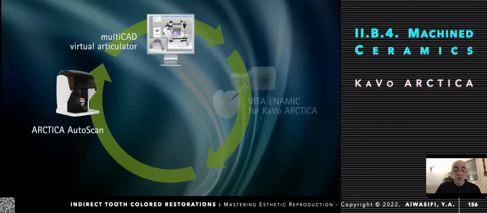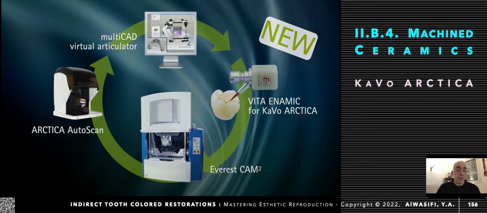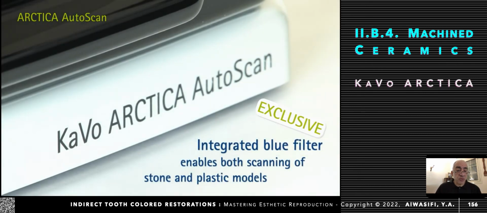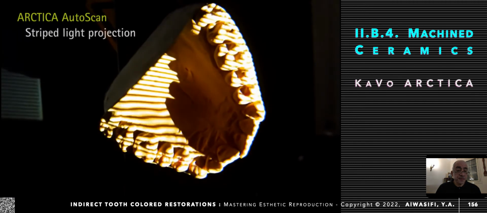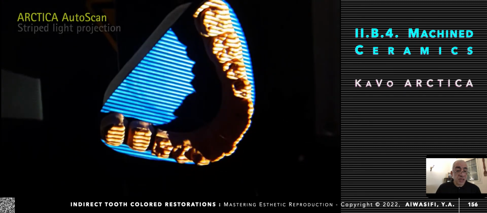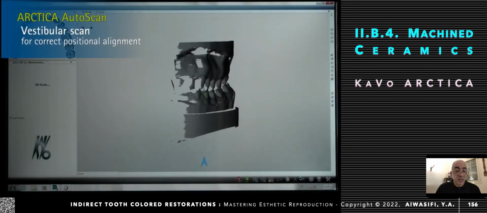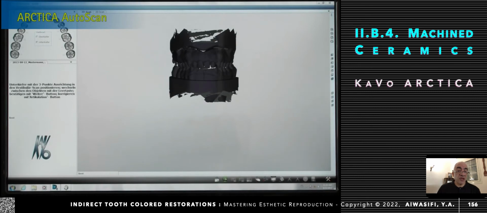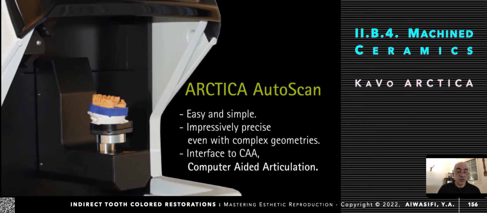This clip shows you a preview of the system and system components. Number 1 is the auto scan that provides you with a perfectly precise scan. This is the striped light projection from different directions that allows you to scan even critical areas precisely, and this is the real-time photograph of your model that is transmitted to your AutoCAD system.